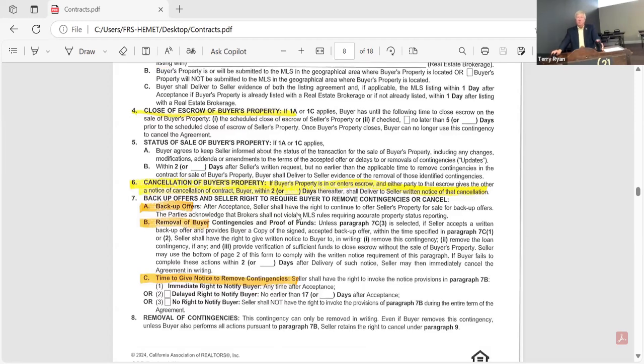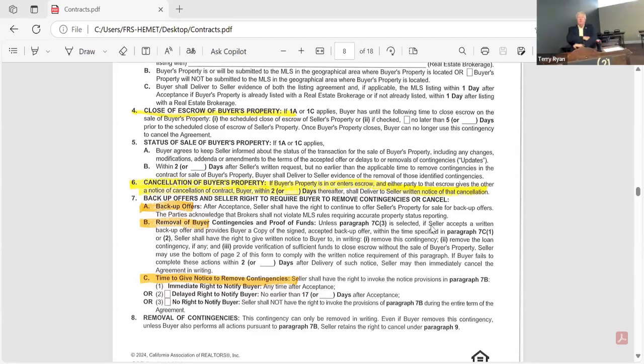Backup offers. Seller shall have the right to continue to offer the property for sale for backup offers. All right, so that's not breaking any laws or violating any rules to continue to offer for backup offers. Removal of contingencies.